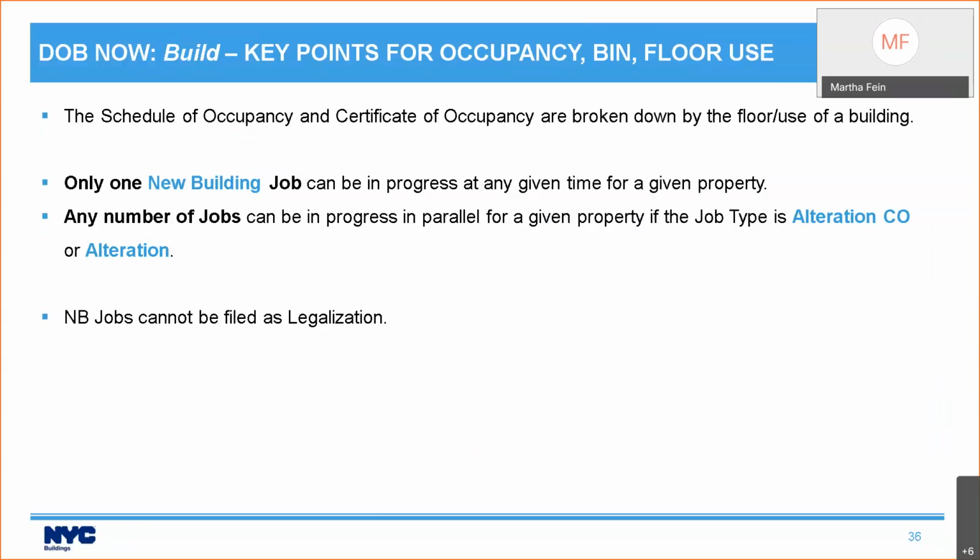Couple of other things you need to know. Only one new building job can be in progress at any given time for a given property, because that's going to be the master one for building the building. However, any number of jobs can be in progress in parallel for a given property if the job type is alteration CO or alteration. If you have a 50-story building, you might have 50 different jobs in parallel. I mean, it's unlikely, but it's theoretically possible. New building jobs also cannot be filed as legalization.